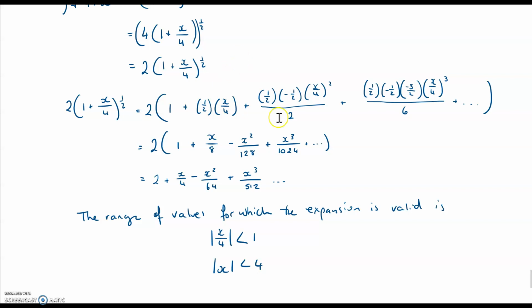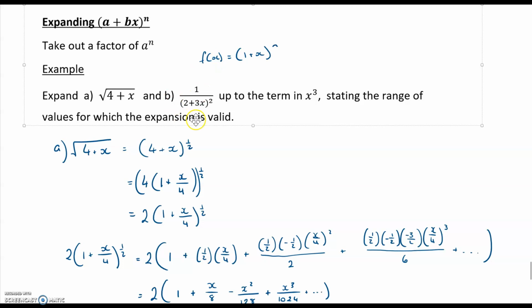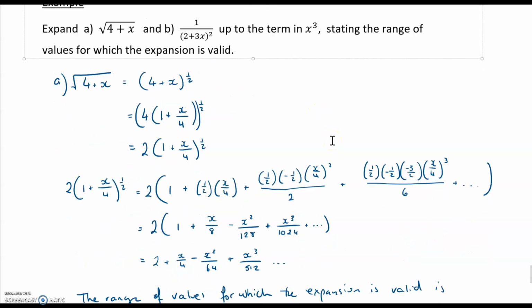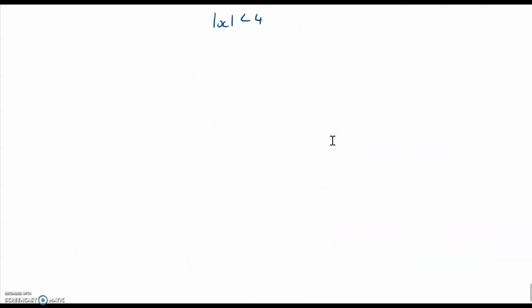Perfect. All right. If you guys want, have a go at that second one yourself and then just pause it and look at the answer. But otherwise, I will go through it. Okay, so I'll just use a different color pen for the second one.